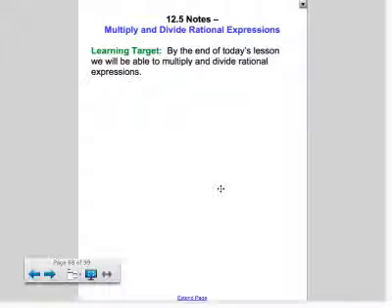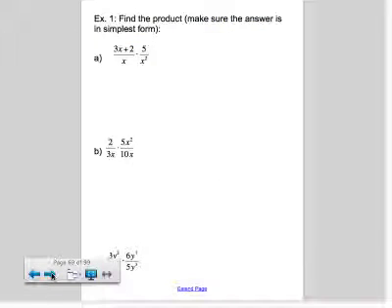12.5, we're going to look at multiplying and dividing rational expressions, building off the same ideas that we've been discussing in terms of simplifying rational expressions and then canceling some things out. So very similar lesson today.